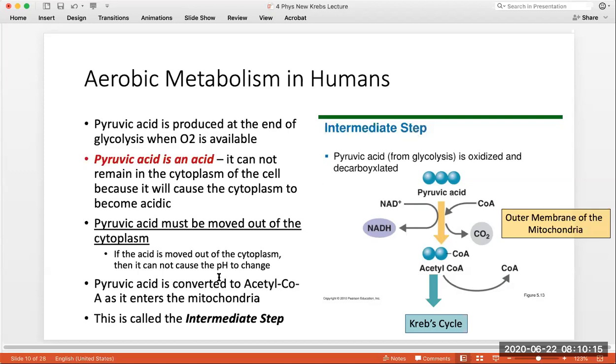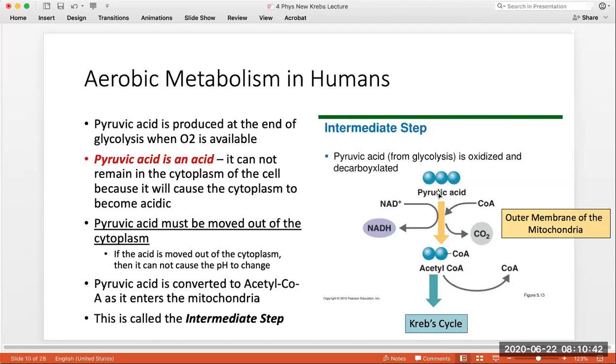The pyruvic acid gets moved into the mitochondria, and as it passes across the outer membrane of the mitochondria, it gets converted to acetyl coenzyme A. And again, this is called the intermediate step. So remember, at the end of glycolysis, when you start with 1 mole of glucose, you make 2 pyruvic acid or 2 pyruvate. Glucose is a 6-carbon intermediate, pyruvic acid is a 3-carbon intermediate. So you have 2 of these.